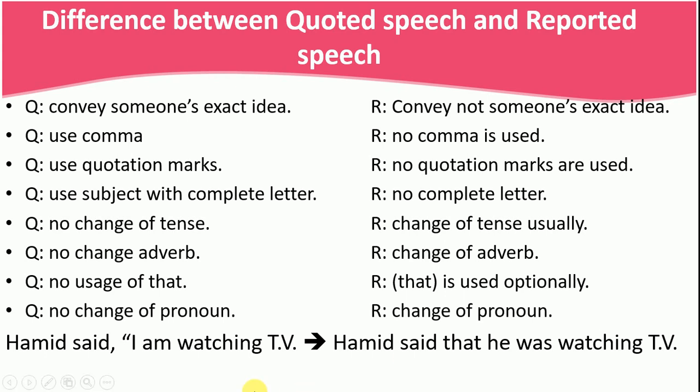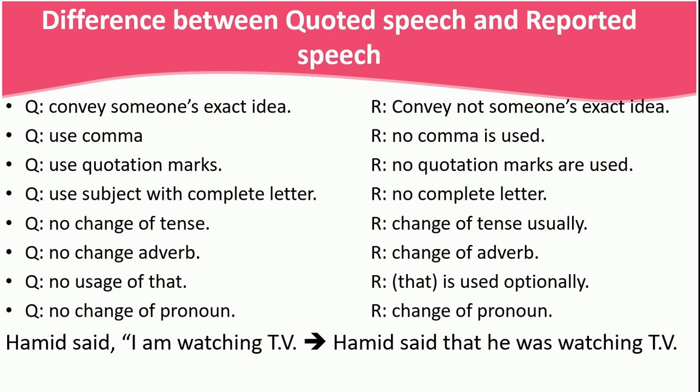See the example. First thing, Hamid said. It's a quoted speech. Hamid said, comma, quotation marks, I am watching TV. That's simple, right? I missed the quotation marks here, and terminal quotation marks, you can put them by yourself. Now this is indirect speech or reported speech. Hamid said that he was watching TV. So in this example you can see the differences between quoted speech and reported speech. I hope you understood.